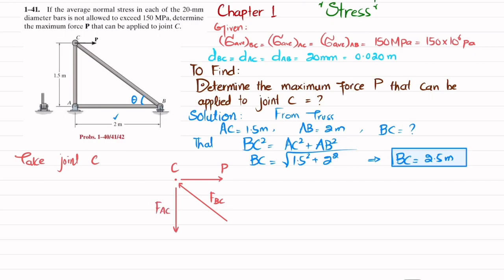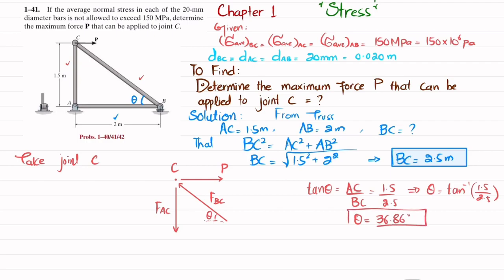FAC. Here FBC will make an angle theta, so we'll find this theta, and we know that tangent of theta is equal to the perpendicular, which is AC, divided by the hypotenuse, which is BC. So I will write AC over BC. The length of AC is 1.5, the length of BC is 2.5. From here we get theta equal to tangent inverse of 1.5 divided by 2.5, and when you calculate it, you will get theta equal to 36.86 degree.